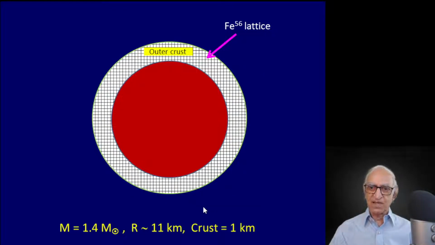So let us summarize what we have said so far. The outer 1 kilometer is solid. It is crystalline. It consists of iron 56 lattice, which is in a ferromagnetic state. We are talking about a neutron star whose mass is 1.4 times the mass of the Sun. Radius is roughly 11 kilometers. For that model, the crust is about 1 kilometer in thickness.